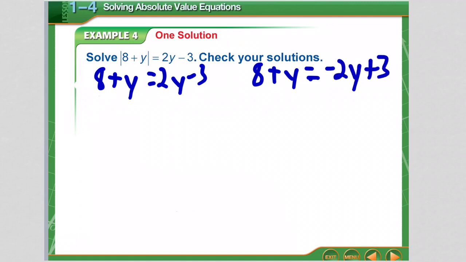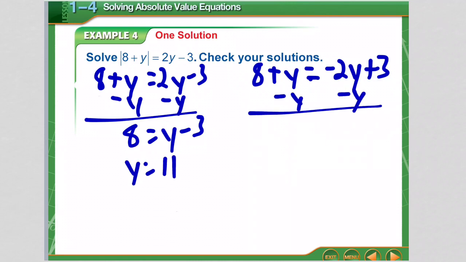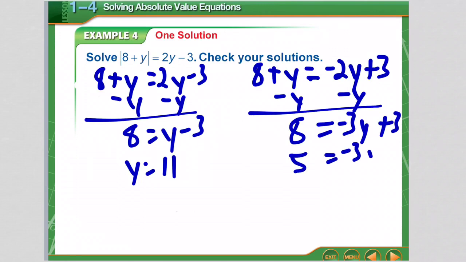plus 3. I'm going to solve it like normal, so I subtract the y on this side. So 8 equals y minus 3. Add the 3, so that gives me y equals 11. On the other side, do the same work. That's a nice thing about these. You've already done the work once, so you know what to do again. So I get negative 3 this time plus 3. Subtract the 3, so I get 5 equals negative 3y. Divide by negative 3. And I get the fraction negative 5/3 equals y.